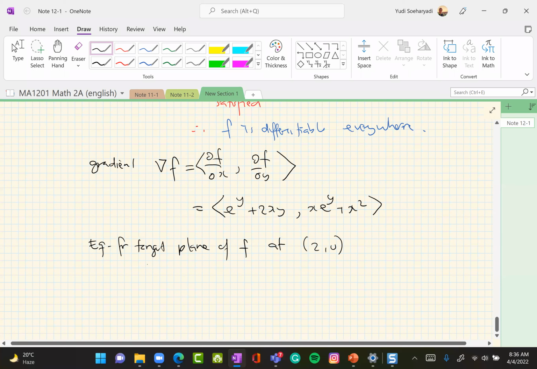Okay, so let's compute this one first. Just plug in 2, 0 here. So this is e to the y, e to the 0, so that's 1. Right, so this is 1. And then here you have x equals 2, y equals 0. So this is 2 plus 4, 6.